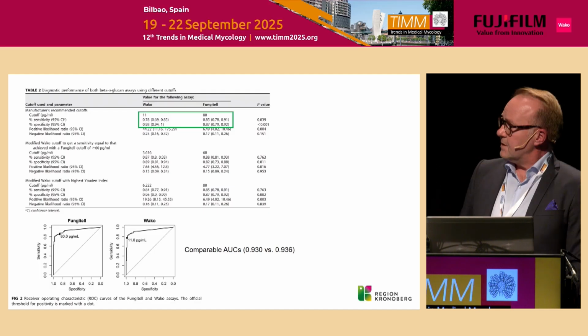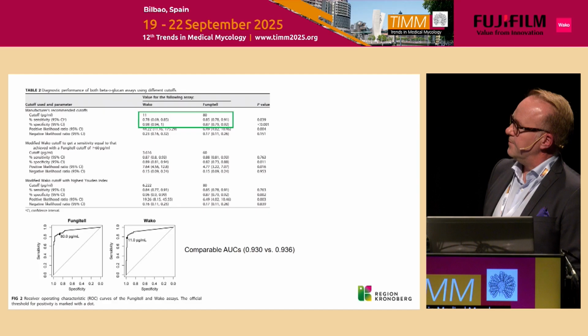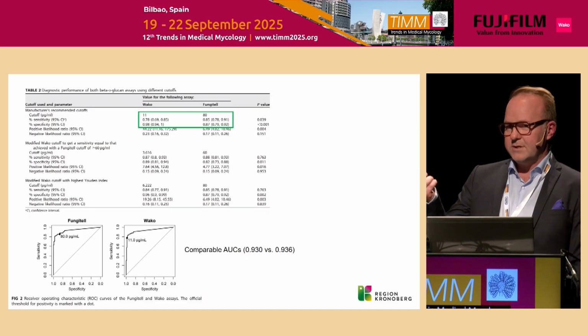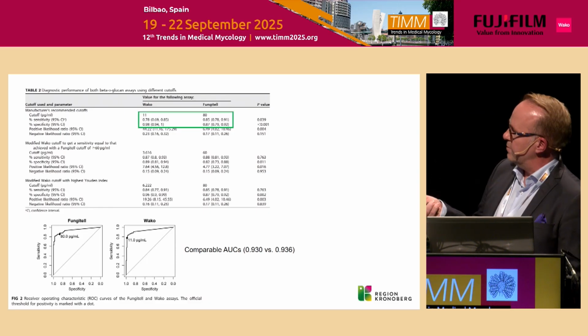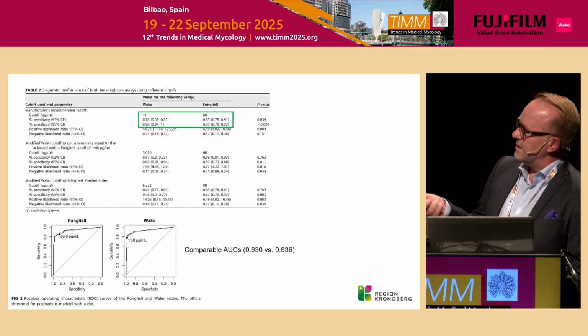The results were a bit different here. Already with the cutoff of 11, the sensitivities were similar between Fungitell and Wako. However, Wako exhibited a superior specificity. Then they also did an ROC analysis, and as you see, the curves are quite similar in shape, and as there always is a trade-off between sensitivity and specificity, you might wonder if the cutoff of 11 was placed with a higher priority of specificity rather than sensitivity.